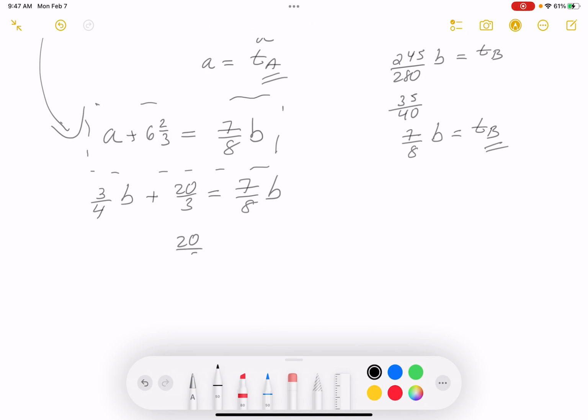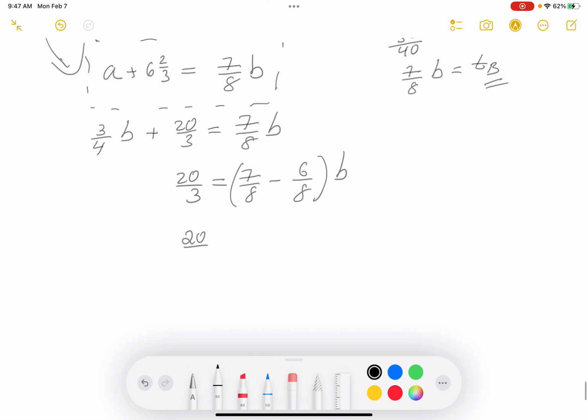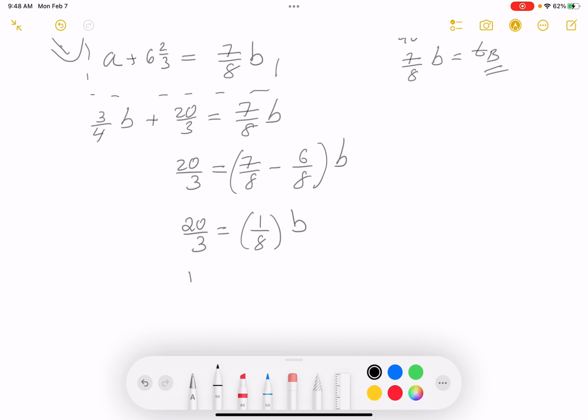23rds. I'm no longer thinking about any of the letters in the problem. I'm thinking about doing algebra. And this is going to be 7/8 minus, let's see, 3/4 would be 6/8, right? Of a B. Let me do this. This is 23rds. And this would be 1/8 of a B. And you get 160 over 3 equals B.